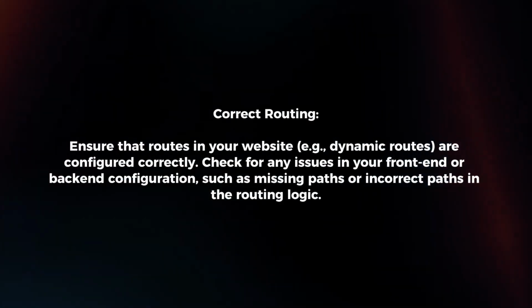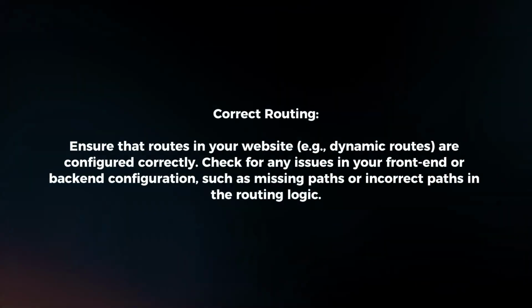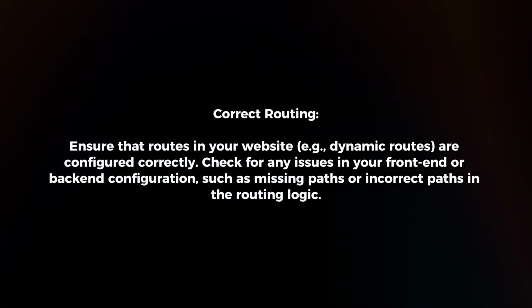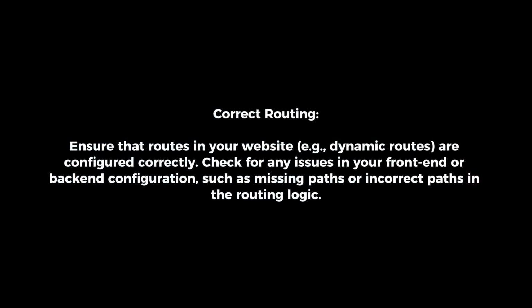Correct routing. Ensure that routes in your website are configured correctly. Check for any issues in your front-end or back-end configuration, such as missing paths or incorrect paths in the routing logic. Verify files and permissions. Ensure all necessary files are deployed and permissions aren't blocking access.